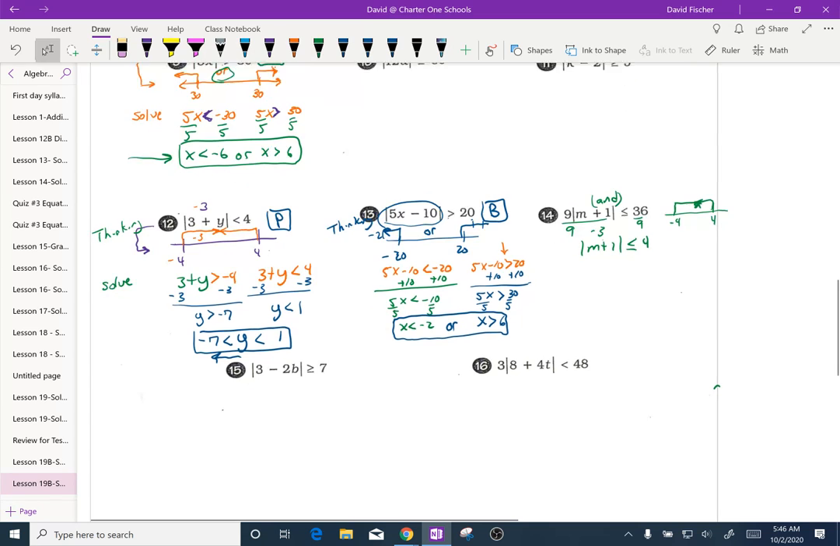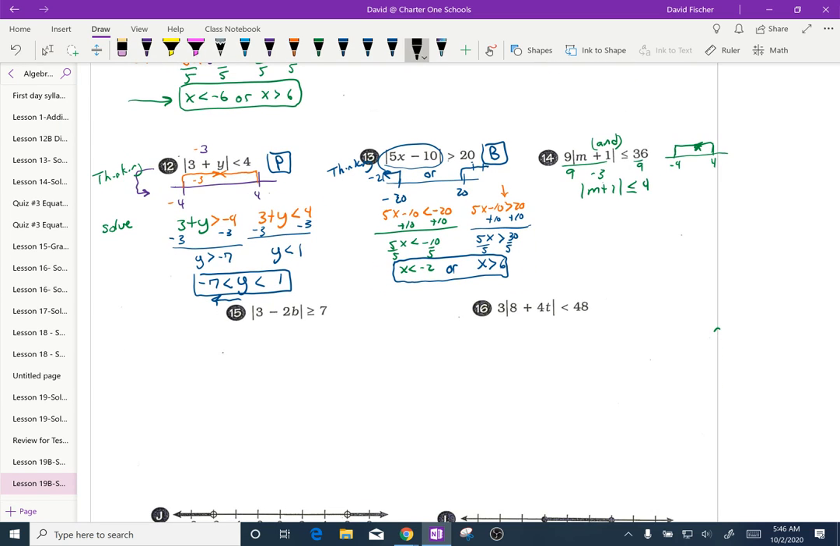Okay, let's go down and solve it. We want to say m plus 1, I'm going to flip that sign, is a negative 4. M plus 1, keep the sign the same way it was, positive 4. Okay, let's go ahead and solve it. Minus 1, minus 1.